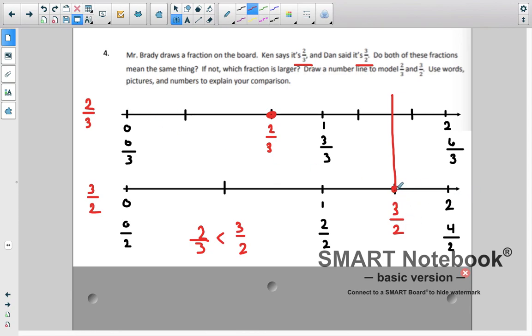If you look at the 3/2, it's almost at that 2. 2/3 is not. It's closer to 0. It hasn't even hit that 1 yet. So 2/3 is smaller than 3/2. They do not mean the same thing. 3/2 is larger.